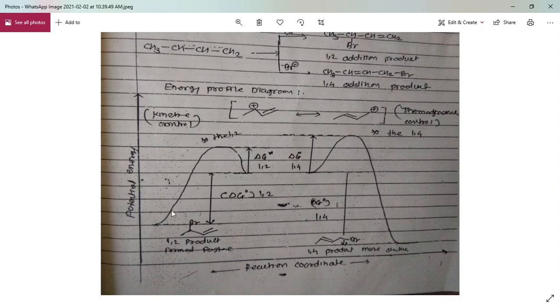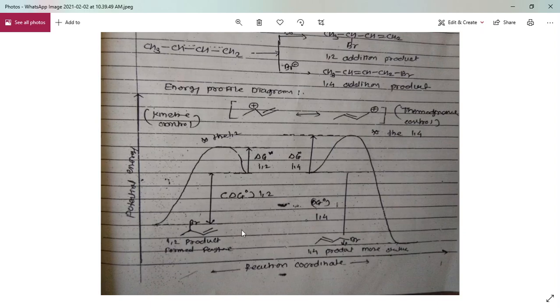And at lower temperature, this product is formed very quickly, because the reaction takes place faster. There is no rearrangement involved. First, after addition, this carbocation is formed, and immediately your Br minus will react with this secondary allylic carbocation. And you will get your 1,4 addition product, and you will get your 1,2 addition product.